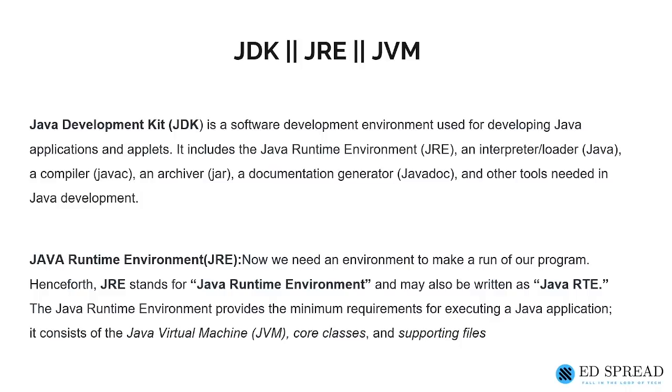So C is a compiled language, Python is an interpreter based language. Java is both interpreter and compiler language. Okay, so the JDK contains javac, here java, and the Java Runtime Environment JRE, an archive or jar tool, a documentation generator Javadoc, and other tools needed in Java development.